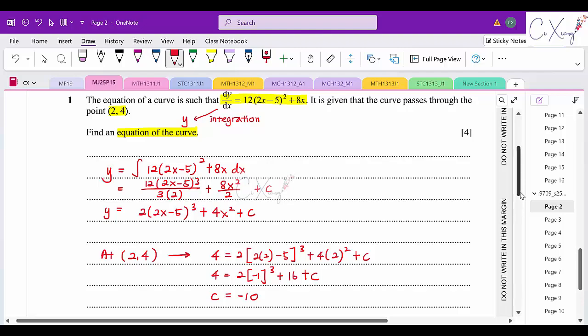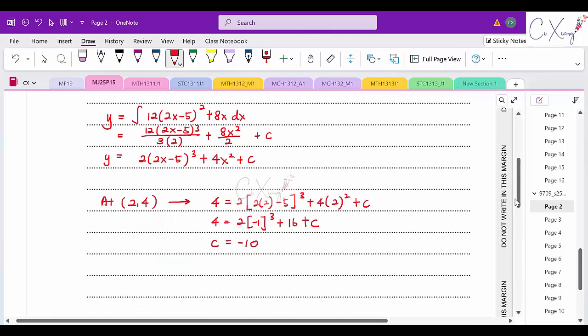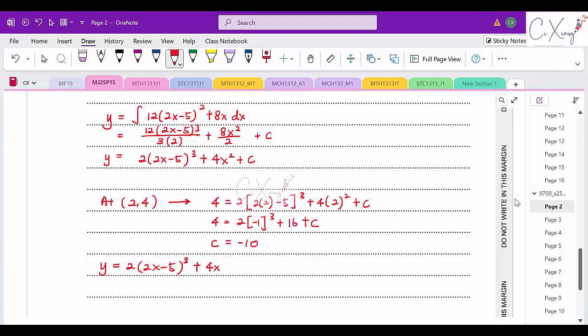Then usually I prefer to rewrite my answer again in a complete way. So I'm having y equals 2(2x - 5)^3 + 4x^2 - 10. Right, so this is what we have for the equation of the curve.